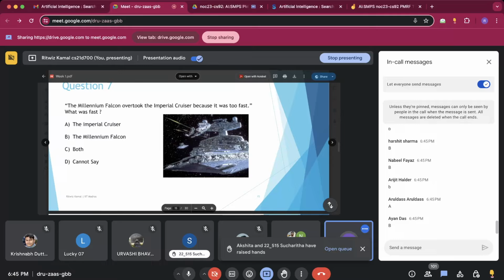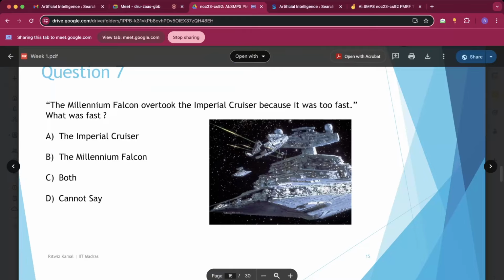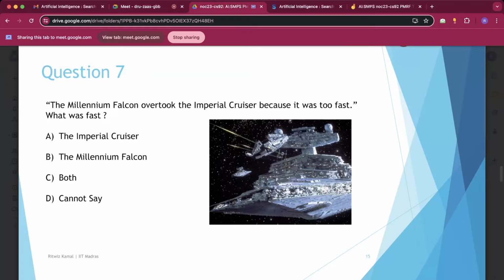Because here the sentence says that a Millennium Falcon, which is, let's say, a spaceship, is performing the action of overtaking a certain other spaceship, which can only be done if it was moving faster, right? So what was fast? The Millennium Falcon is fast, or the ship that is overtaking, or performing the action of overtaking, is the fast one.